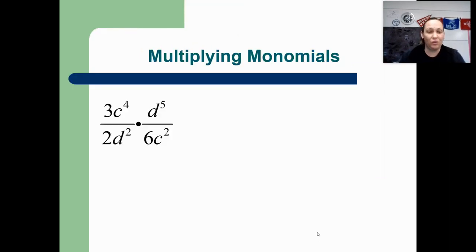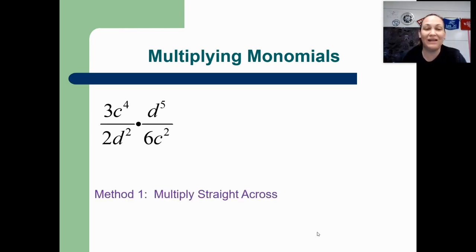So here's our problem. We are multiplying together two fractions. And again, it's monomials today. That means no adding and subtracting. That means today you don't have to worry about factoring. For our first method today, we will be multiplying straight across, creating a single fraction. And then after we create our single fraction, then we can simplify it like we did earlier this week.